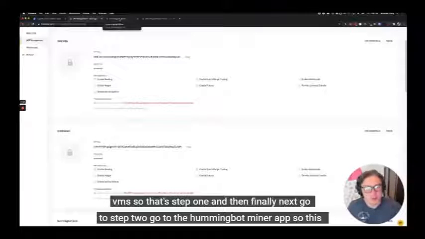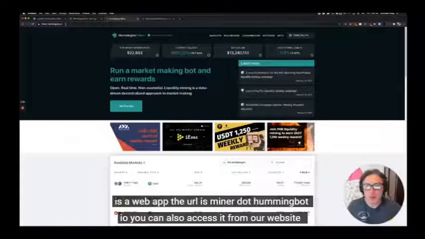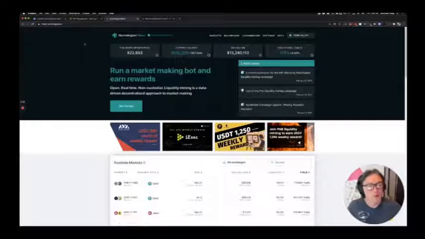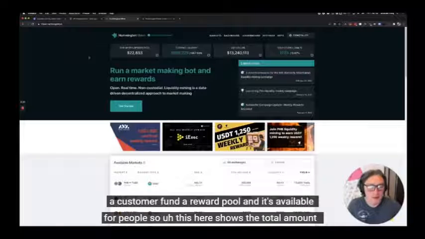And then next, go to step two. Go to the Hummingbot Miner app. This is a web app. The URL is miner.hummingbot.io. You can also access it from our website. So this is a list of the different trading pairs on various exchanges where we've had a customer fund a reward pool and it's available for people to earn.